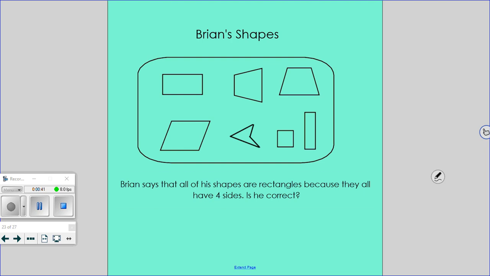Maybe. So instead of rectangles, I could change it to make it correct. Brian has, all of his shapes are what, Kylie? I could say that they are, why? Why does it do that? Quadrilaterals.